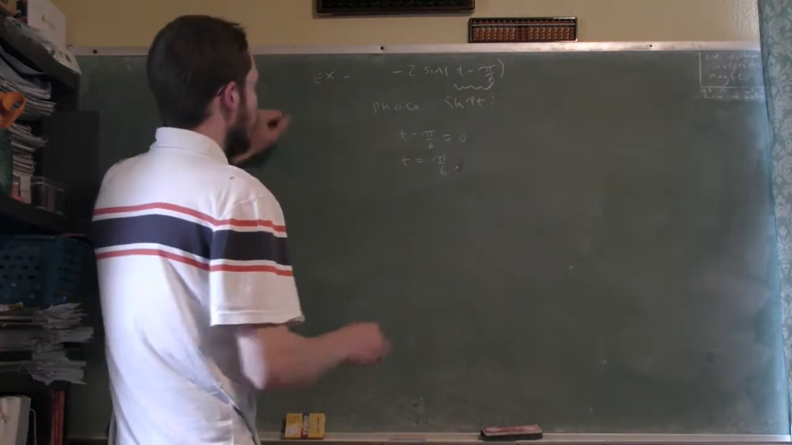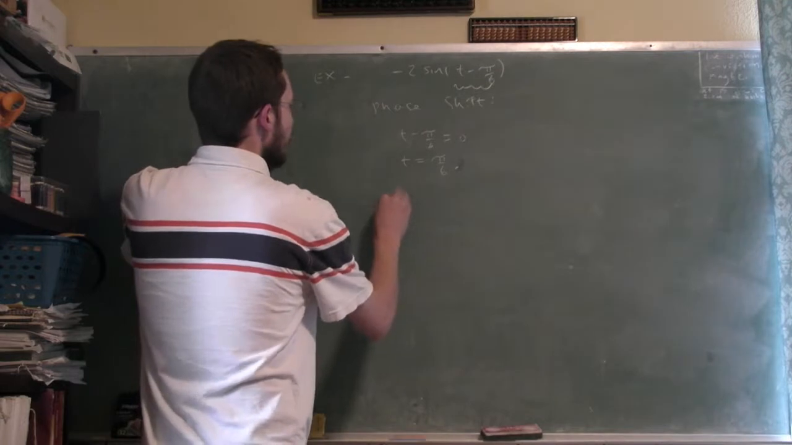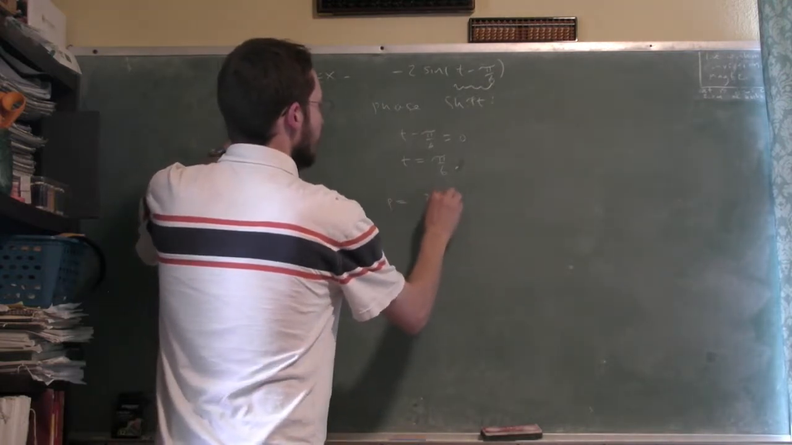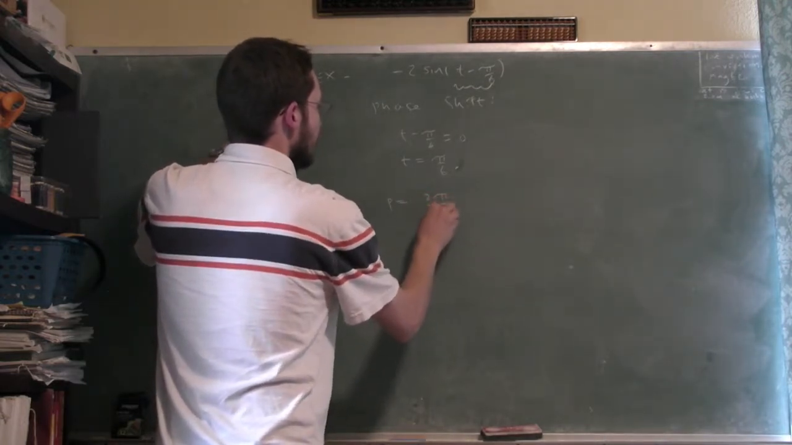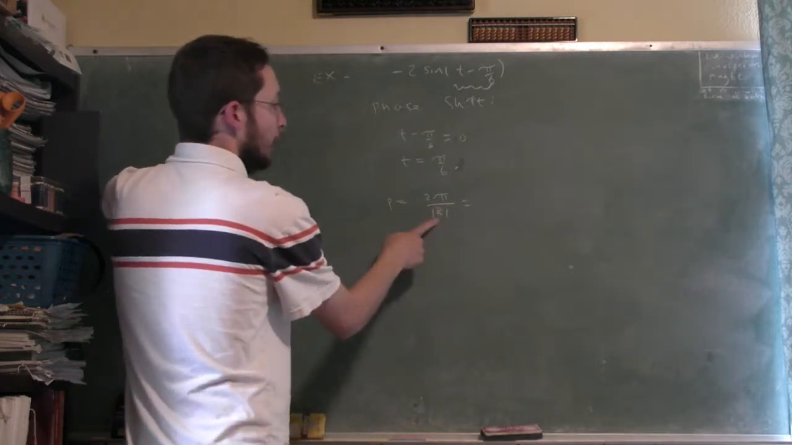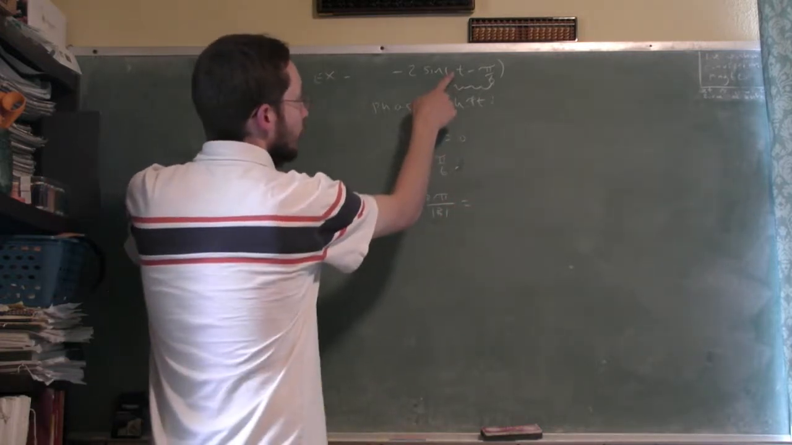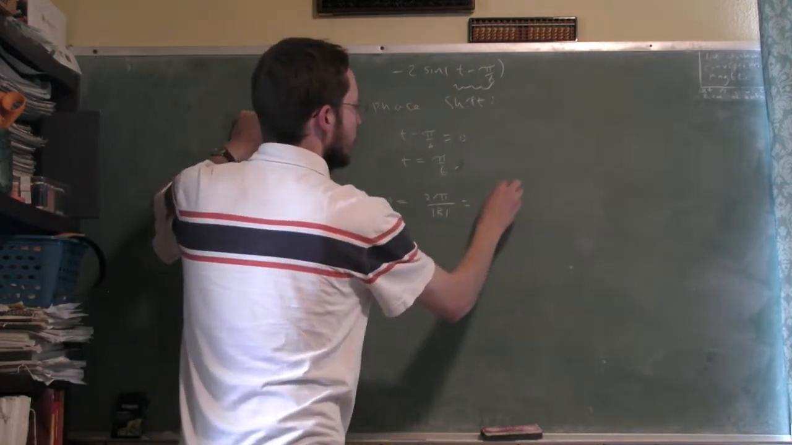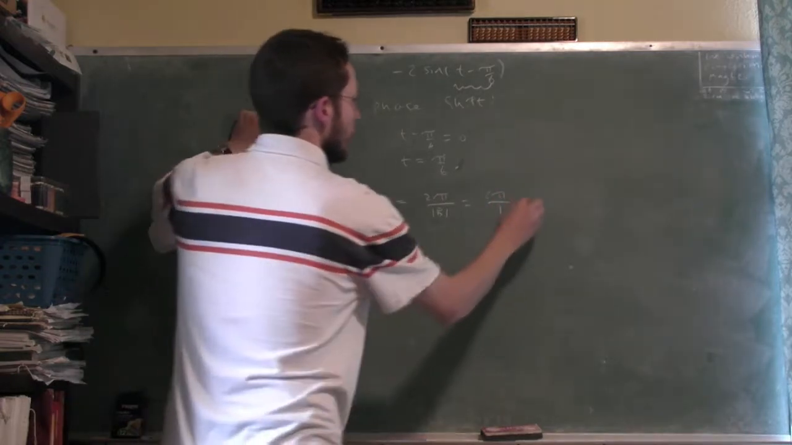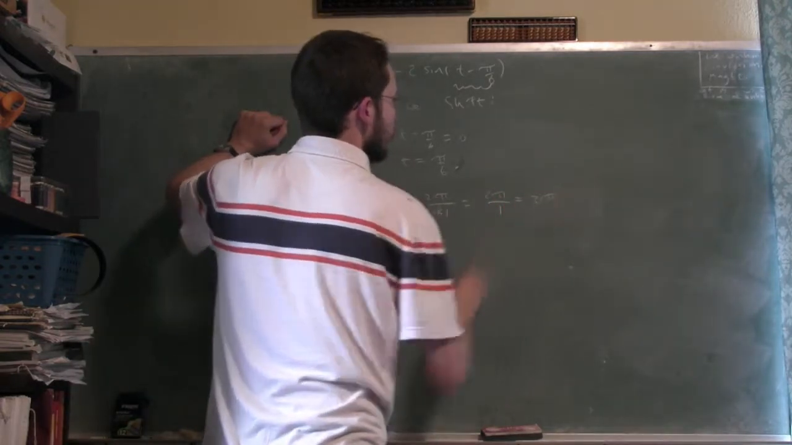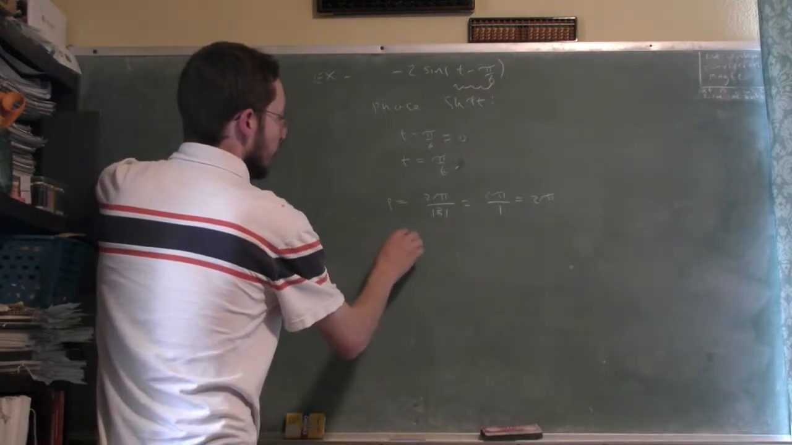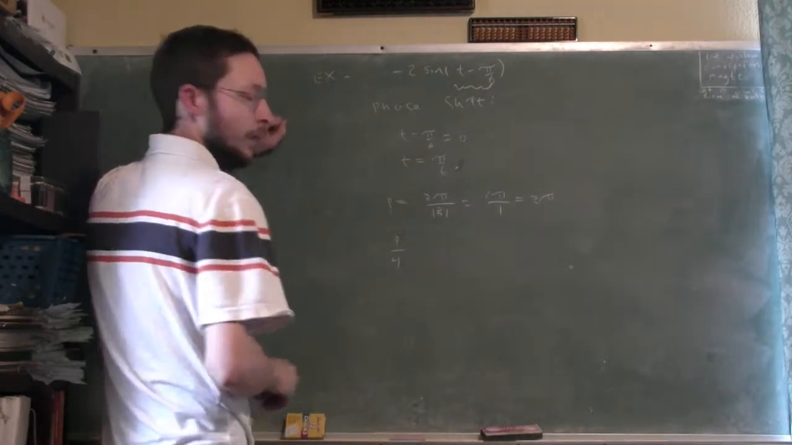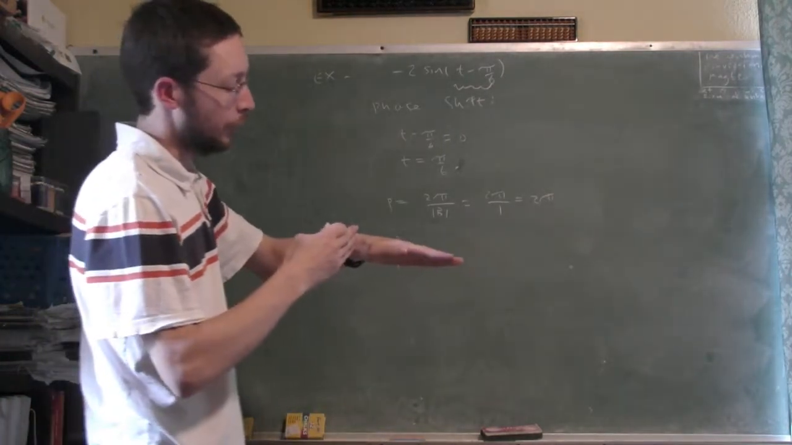Okay, so what do we have? The period, remember, is 2 pi over the size of the b term. Usually the b value is going to be positive. In this case, b is 1. So the period is 2 pi. We then take the period over 4. Period over 4, that's where all the interesting stuff happens.